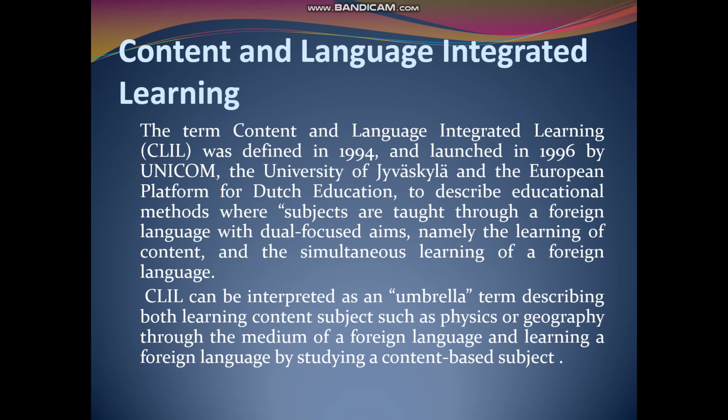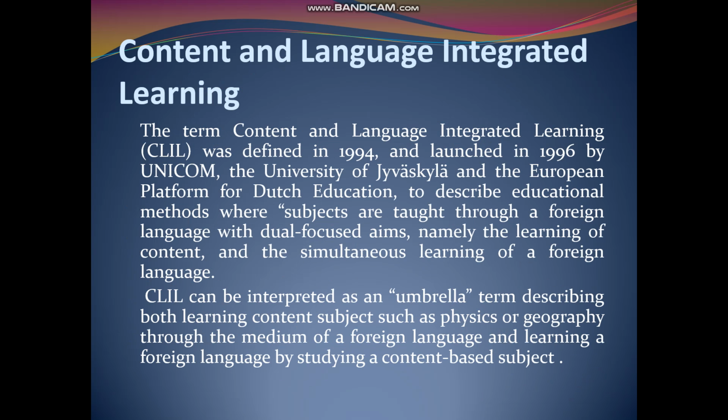Next, we go through the content and language integrated learning. In the abbreviated form, it is CLIL. This term was defined in 1994 and launched in 1996 by UNICOM, the University of Jyväskylä, and the European Platform for Dutch Education, to describe educational methods where subjects are taught through a foreign language with dual focused aims, namely the learning of a content and the simultaneous learning of a foreign language.